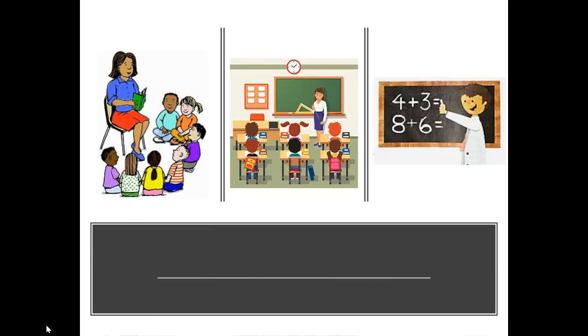Next group of pictures, what do you notice or see? I notice or I see. Well, in the first picture, I notice it looks like a woman who is a teacher reading a book to her students. In the next picture, I notice a teacher in front of a class. And in the third picture, I also notice a teacher teaching the subject of math because I see math problems. So, how are these pictures all the same or similar?